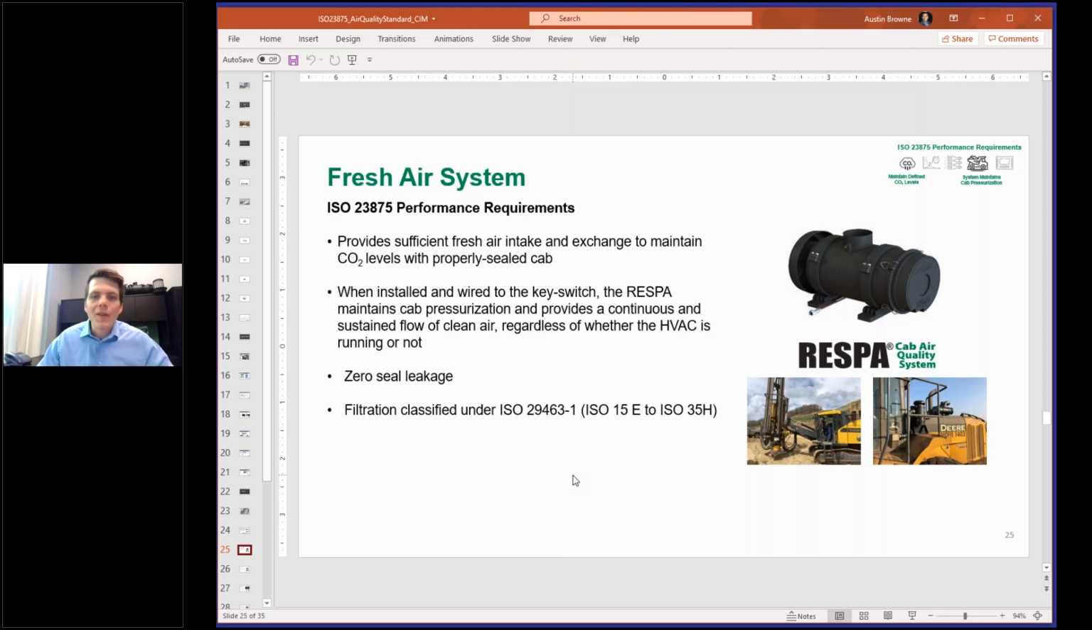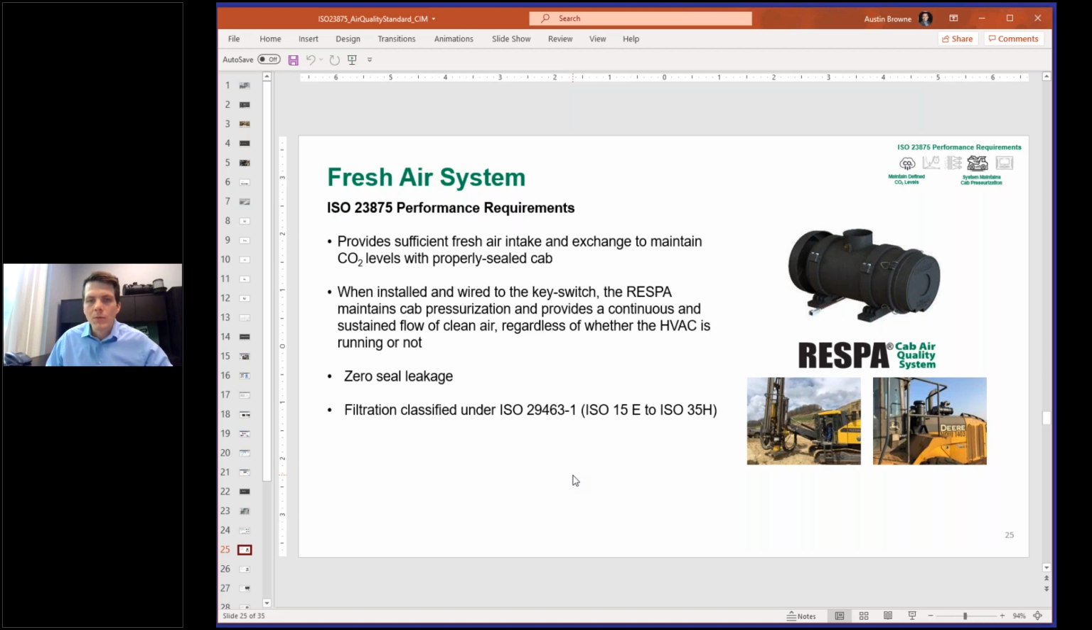Whenever you go to install this type of system, we recommend that it is keyed to the actual key switch so that as soon as that machine turns on, the pressurizer or fresh air intake is pressurizing the cab, so that you're meeting that requirement to maintain essentially protection of the air quality as soon as the operator is there, regardless of whether the heating or AC system is being used.